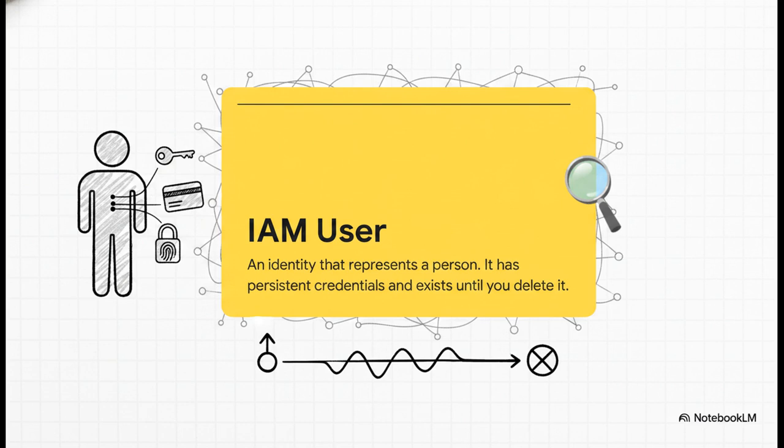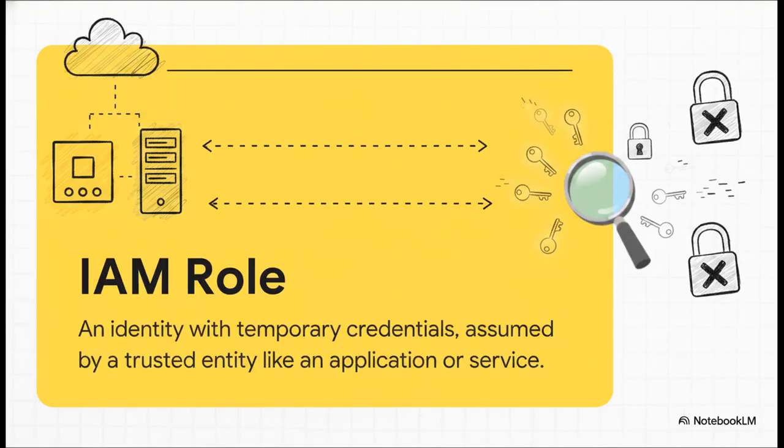And because they're persistent, they can be lost, stolen, or accidentally leaked. A role, on the other hand, is completely different. It has no permanent credentials to steal. It's an identity that's designed to be assumed by something else, like an application running on an EC2 server. When that app needs to talk to a database, for example, it temporarily assumes the role, gets a set of credentials that only last for a short time, does its job, and then those credentials just expire. They become completely useless. It's just a fundamentally more secure way to operate.